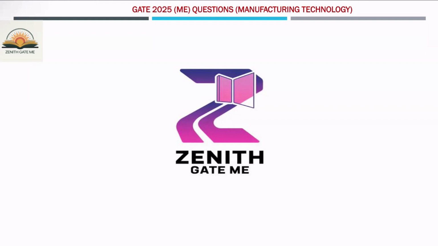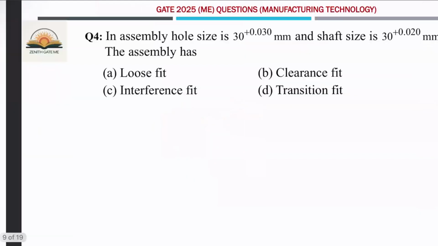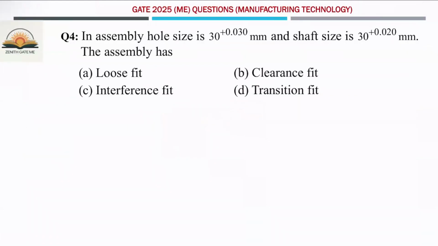In the last video, I discussed the three questions which came in the GATE 2025 mechanical paper from manufacturing. Those who didn't watch that lecture, please go and see all the questions which I have covered. Now the next question came from limits, fits and tolerance. So what is the question?